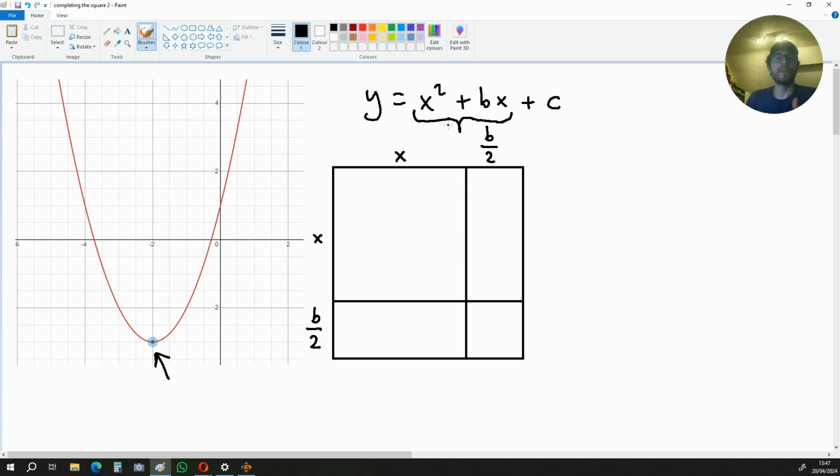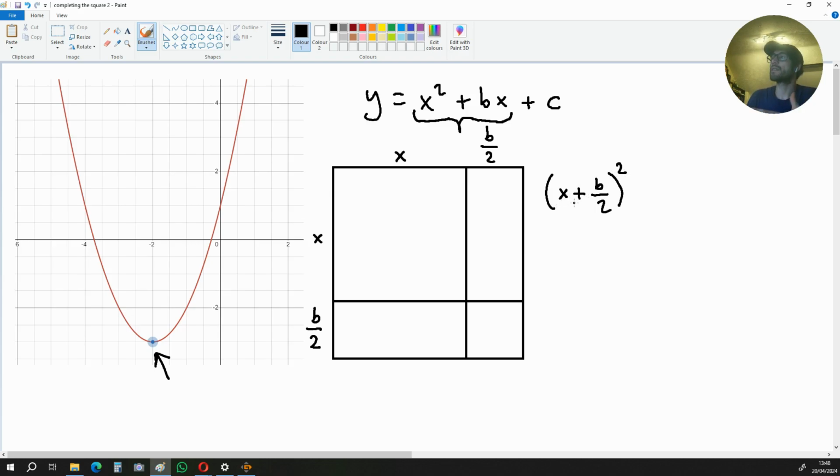We are going to convert this expression, x squared plus bx, by using another square, which is x plus b over 2 in length. So what do I mean by that? Well, the area of this square is x plus b over 2, which is its length, squared.